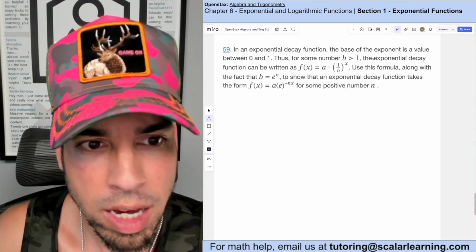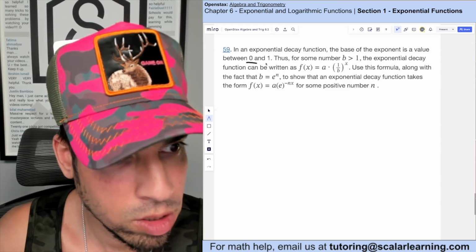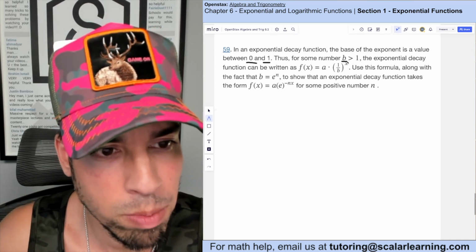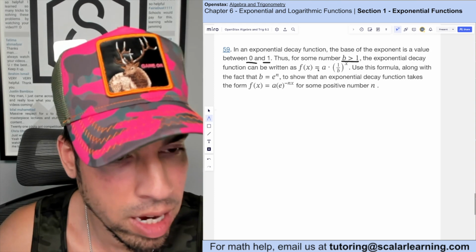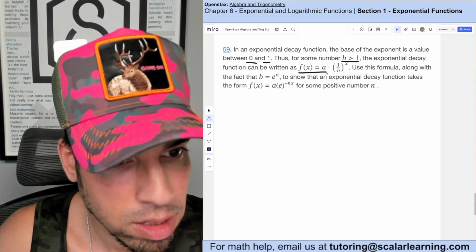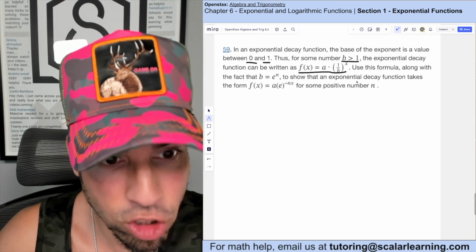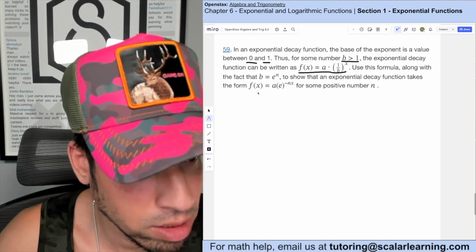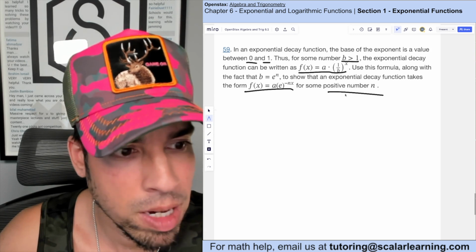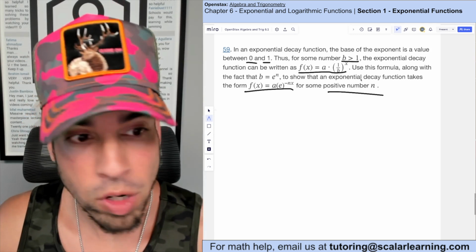In an exponential decay function, the base of the exponent is a value between 0 and 1. Thus, for some number b greater than 1, the exponential decay can be written as this. Use this formula along with the fact that b equals e to the n to show that an exponential decay function takes the form of this for some positive number n. So this is a straight substitution problem.